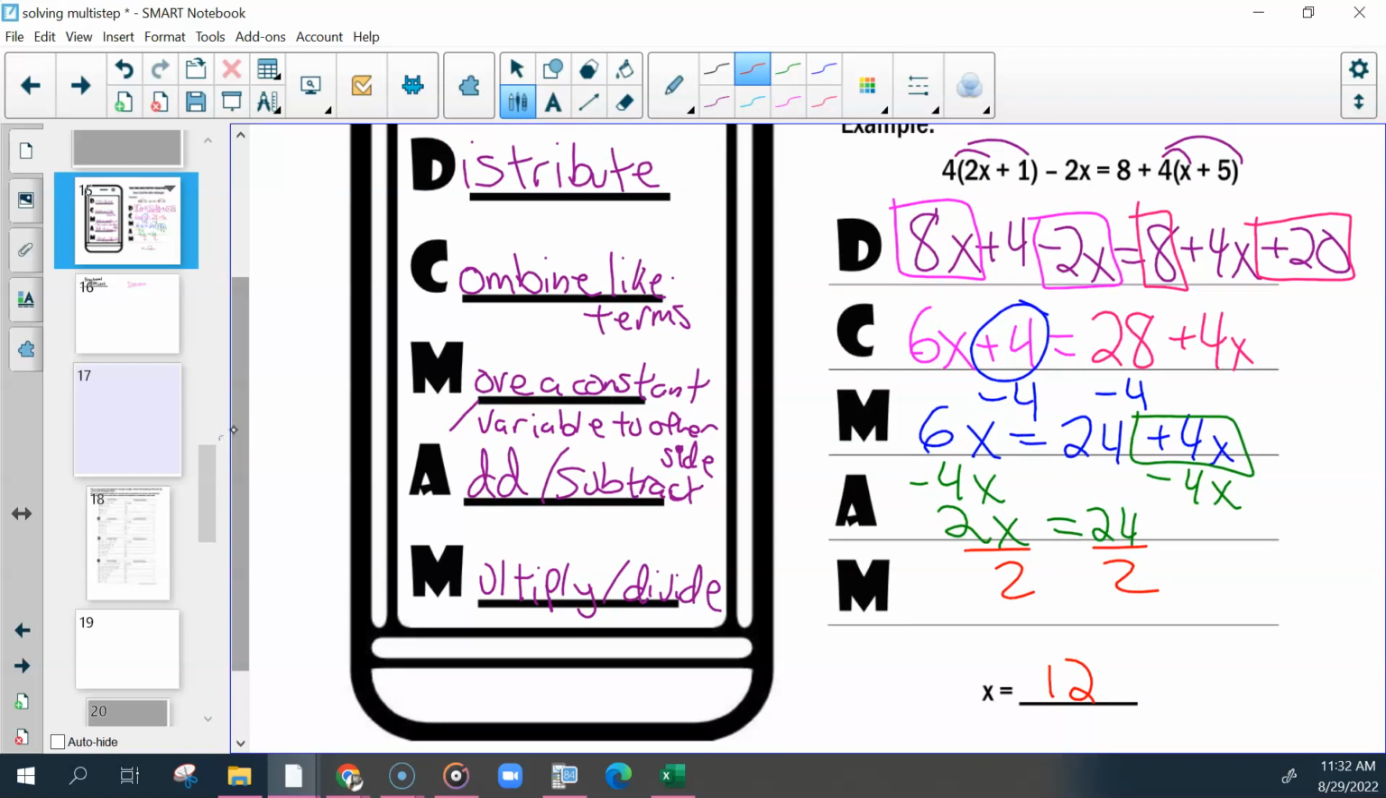With these, you would go back in and put 12 in for every single x you see to double check and see, does this work? I will say 12 is the correct answer for this one. Before we continue, do you have any questions on that?